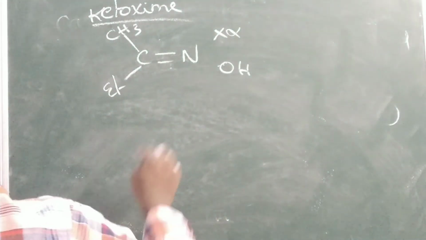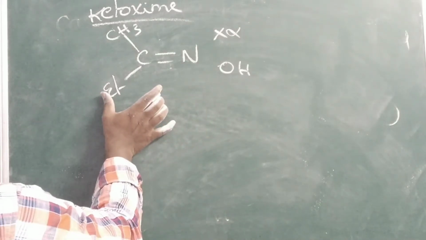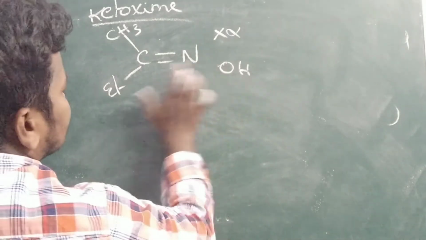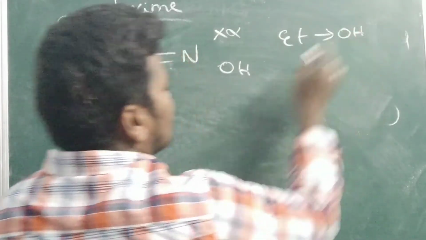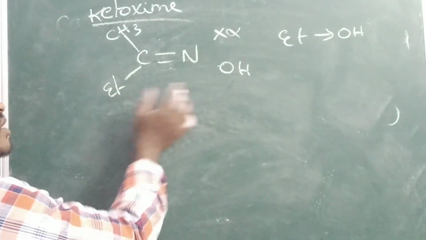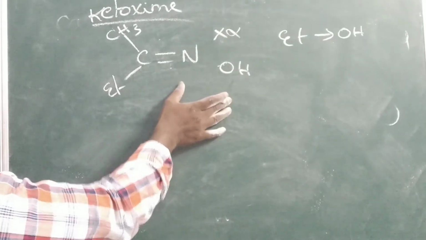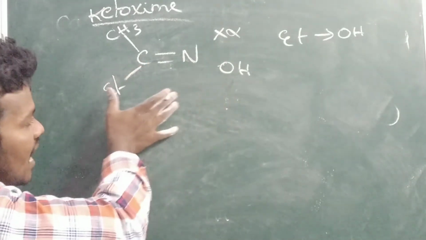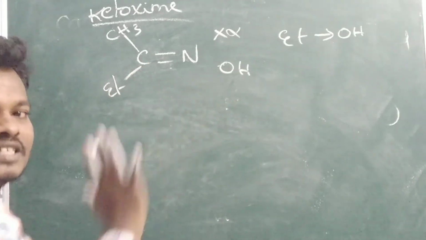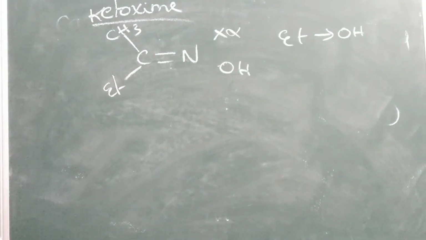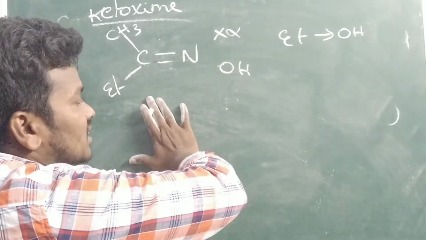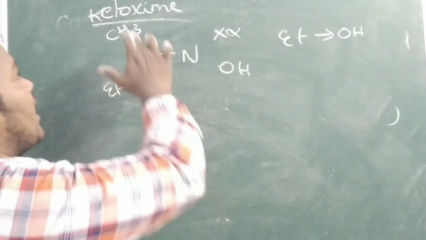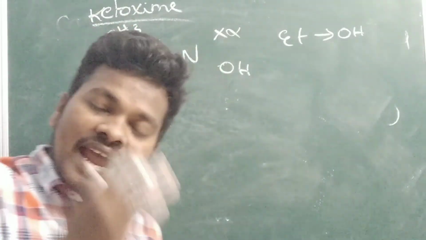Okay, you can say here ethyl and OH presented on the same side. Always go with the OH. OH and ethyl, or OH and methyl, whatever. Here OH and ethyl are presented on the same side. So you have to say how it is syn, how it is anti. Again in this only syn and anti will be there.